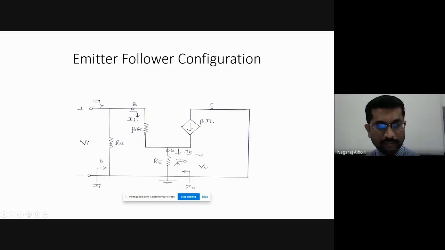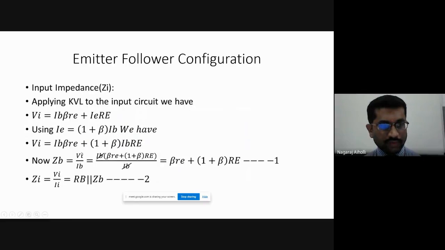How is the input impedance obtained? Input impedance is the impedance seen at the input terminals, that is between base and emitter terminals. This is given by the input voltage, Vi, divided by the input current Ii. Therefore, Zi is equal to Vi divided by Ii.